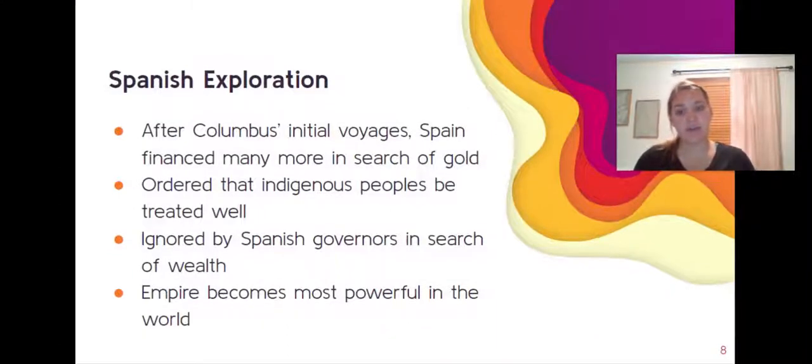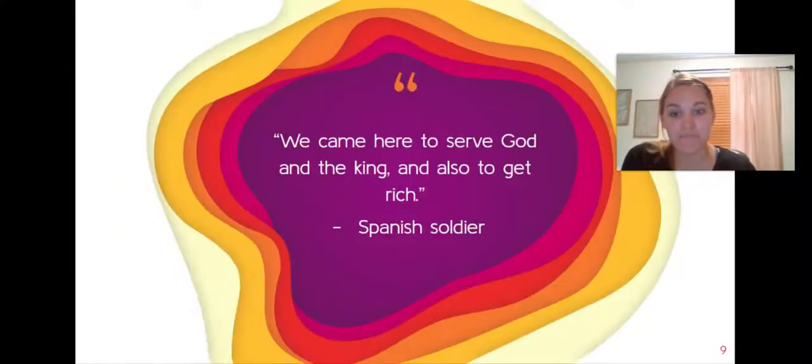So let's start talking about Spanish exploration. Columbus had his initial voyages to the Caribbean, and that is going to lead to Spain financing many more. Again, their primary goal is going to be in search of wealth, but we've got our 3Gs: God, glory, gold. Now, they ordered that the indigenous people be treated well. However, there really won't be any monitoring of that for a very long time. And so the Spanish governors are going to ignore this in search of wealth, and the empire will become the most powerful in the world very quickly.